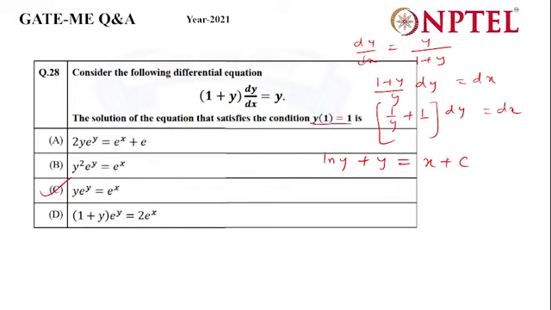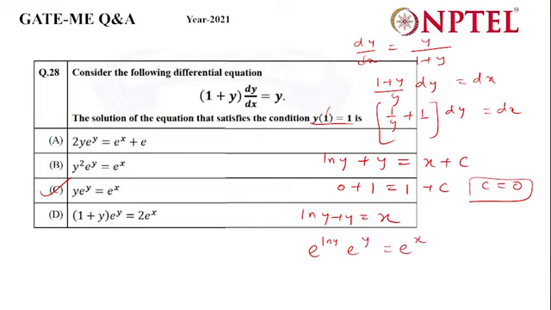Now they have given this condition at x is equals to 1, y is 1. Now we will put x is equals to 1, ln 1 will be 0, y is 1, x is also 1 plus c. From here c will be 0. So the equation will be ln y plus y is equals to x. What we can do, we can take e to the power here. It will be e to the power ln y, e to the power y is equals to e to the power x. It will be y, e to the power y is equals to e to the power x. Option C is correct.